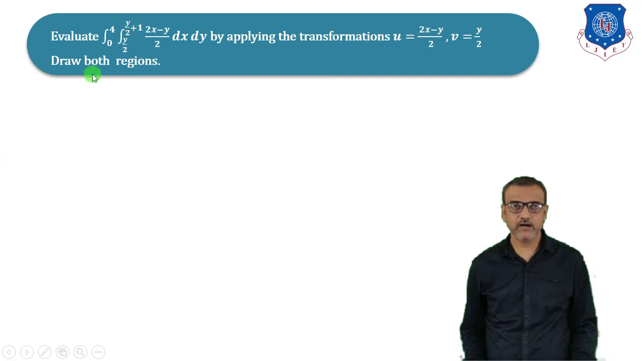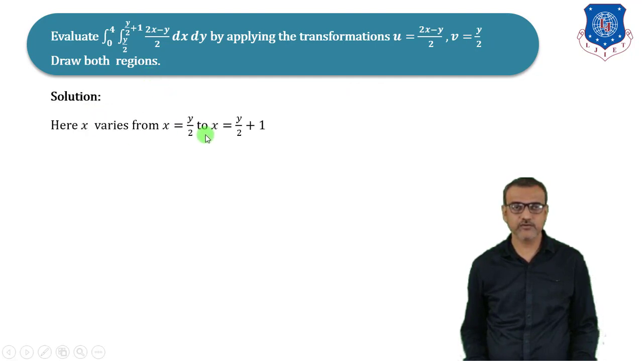Now we have one example related to this topic. Example number 1: evaluate the integration from 0 to 4, integration from y by 2 to y by 2 plus 1, of 2x minus y by 2, dx dy, by applying the transformation u equals 2x minus y by 2, v equals y by 2, and draw both regions. So here is the solution.